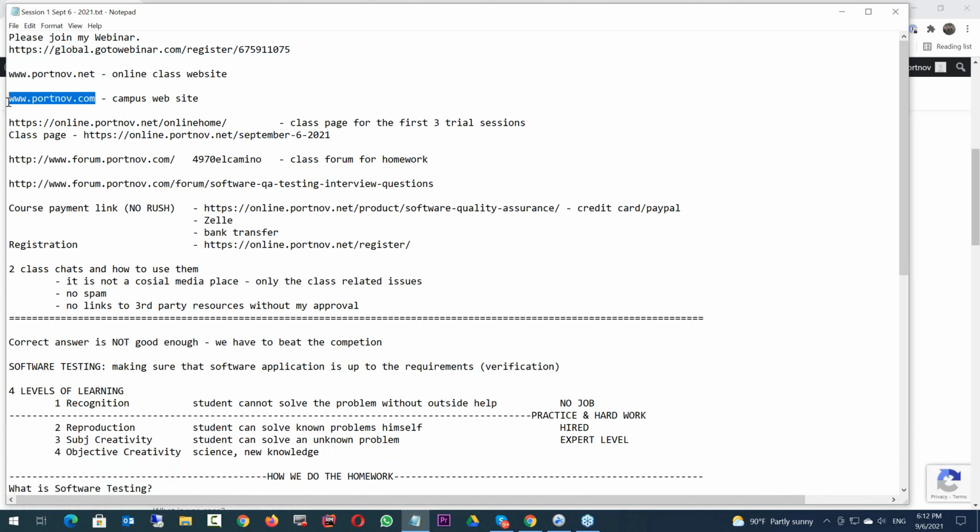So portnov.com is a kind of brother organization. We are brothers and sisters, Portnov.net and Portnov.com. For example, if you take classes on Portnov.com, they come with a very substantial discount. At Portnov.com, there are many classes, many programs. We have just one: software quality assurance, manual testing, 100 hours, and that is what we teach.